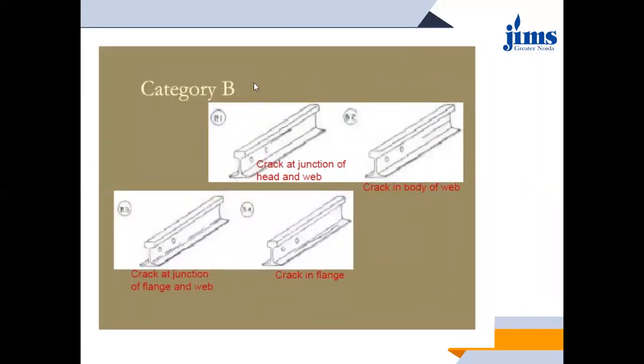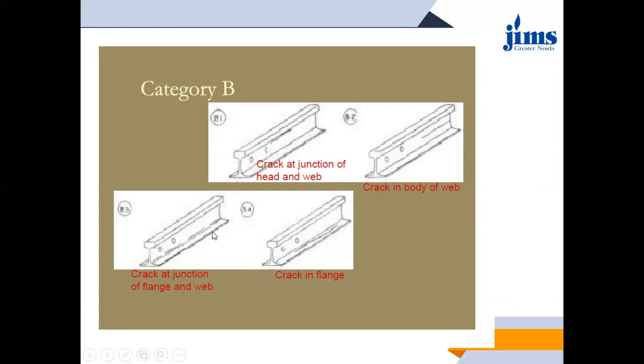These figures show category B defects. The first one shows a crack at the junction of head and web. The second one, a crack in the body of the web. Here you can see in the flange of the rail there is a crack propagating. In the third image, the crack is at the junction of flange and web. It is a bit blurry, but you can easily see the place where the fillet is required.